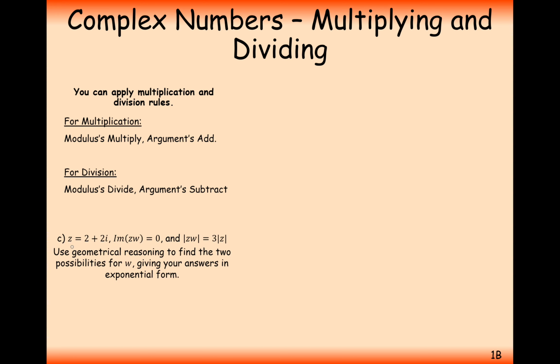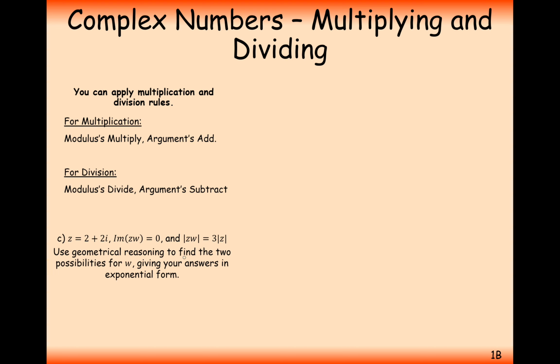Okay, and part C then, quite a difficult question here. We're told in this question that Z equals 2 plus 2i, the imaginary part of ZW is equal to 0. So when we multiply Z and W together, the imaginary part is 0, or it comes out to be a real answer. And we're told also that the modulus of ZW is equal to 3 times the modulus of Z.